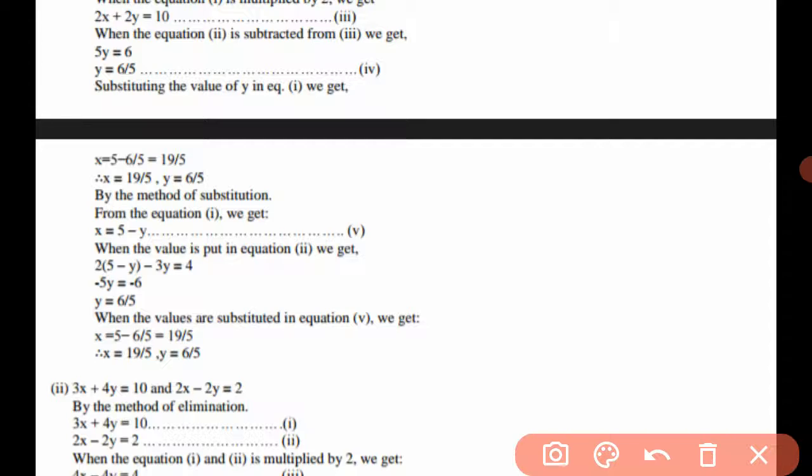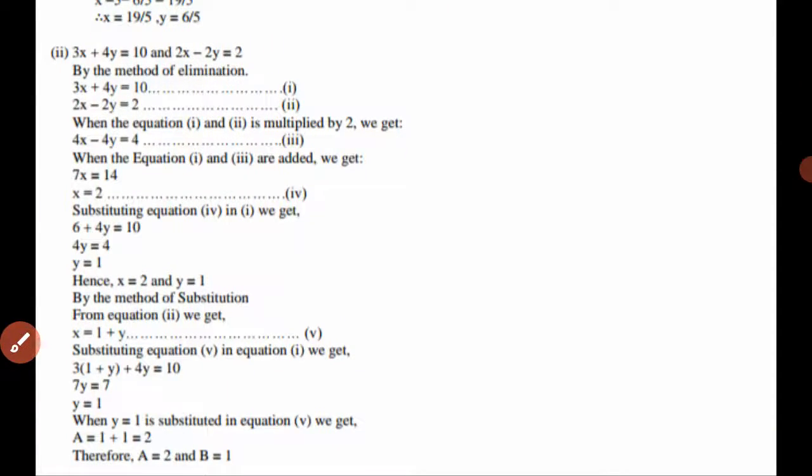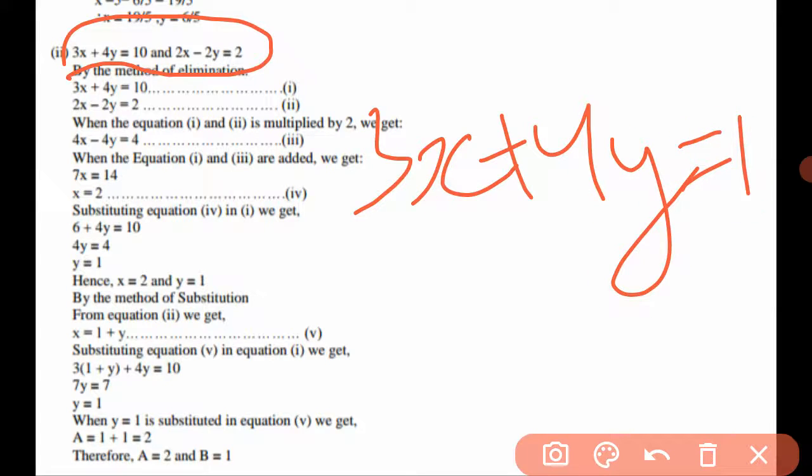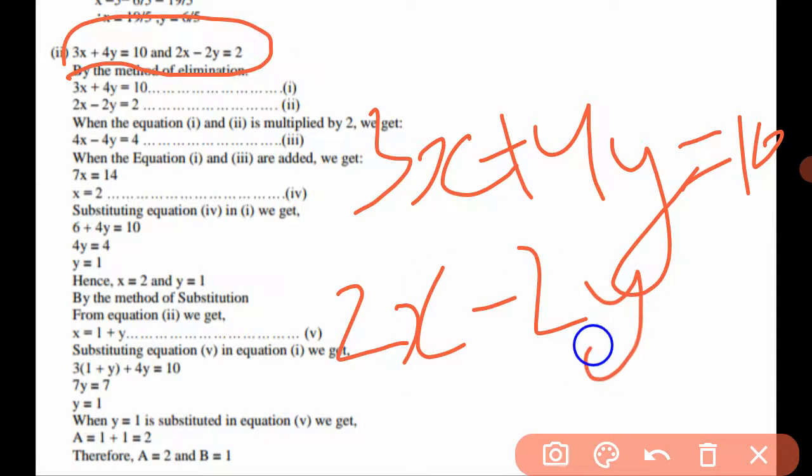Now the substitution method is the same as you have done previously. In the second part we are given 3x plus 4y equals 10 and 2x minus 2y equals 2. When we use the elimination method for solving these two equations, the first equation is 3x plus 4y equals 10 and the second equation is 2x minus 2y equals 2. For solving it by elimination, we can multiply the second equation by 2.